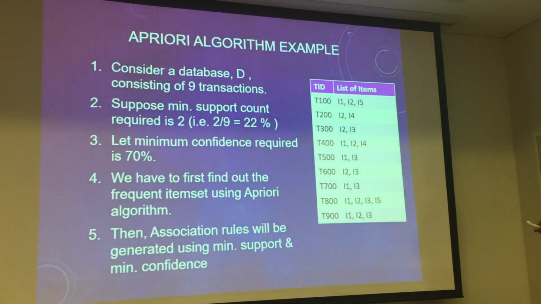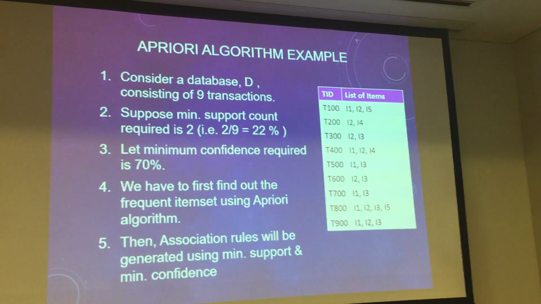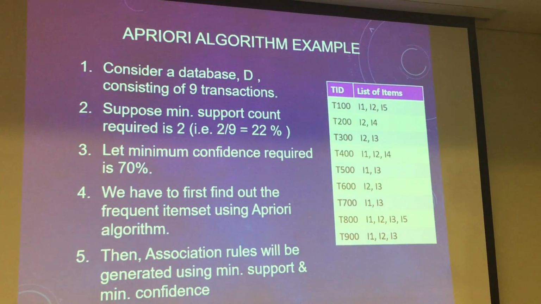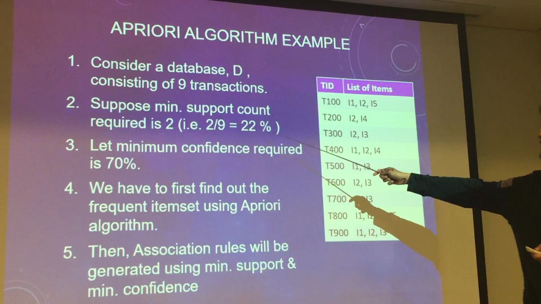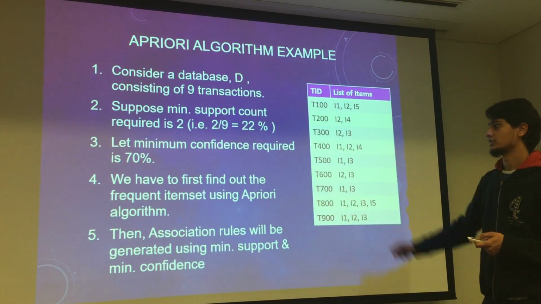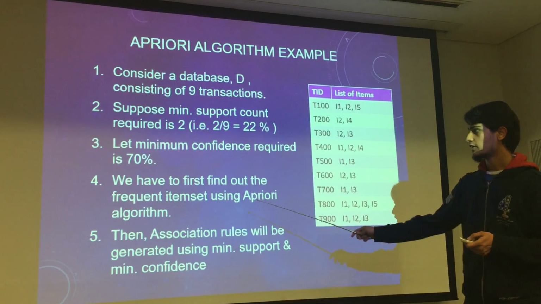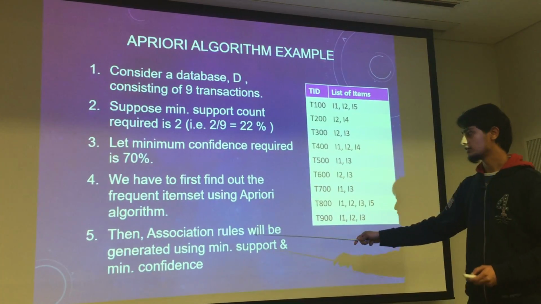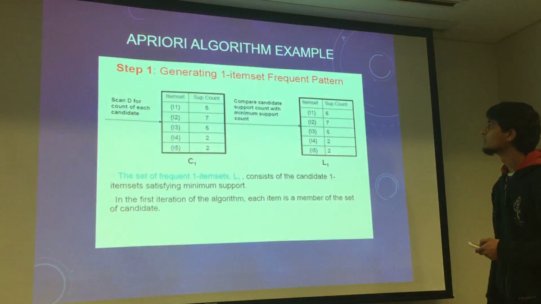So let's see an example. This is a database consisting of 9 transactions, and I've assumed the minimum support to be 2 out of 9, that is 22%, and the minimum confidence for rules is 70%. So like I said, first we find the frequent item sets, and then we generate association rules from these.